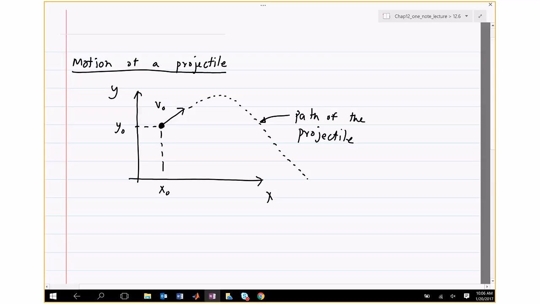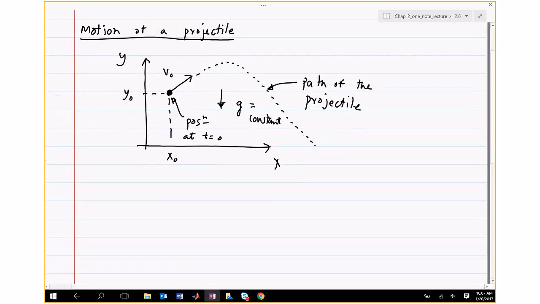This is because gravity points downwards and it has a fixed value. This is constant. This is the position at t equals 0. This is actually called curvilinear motion, because the motion is in a curve.